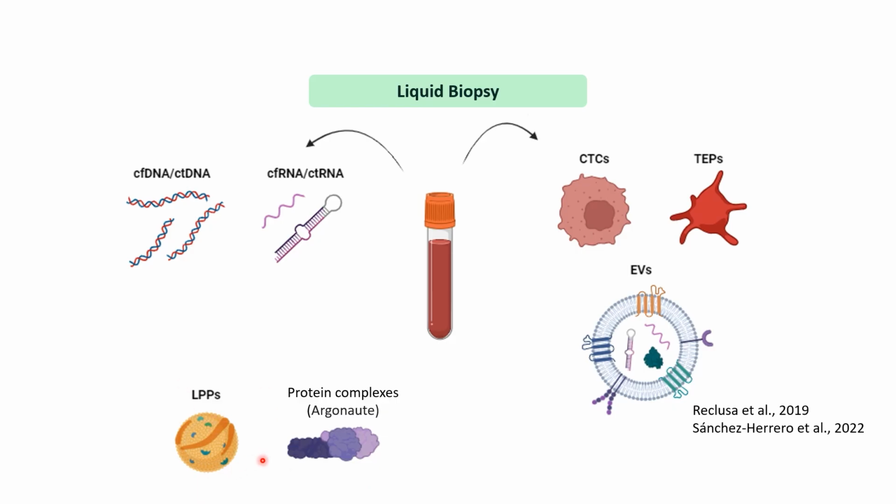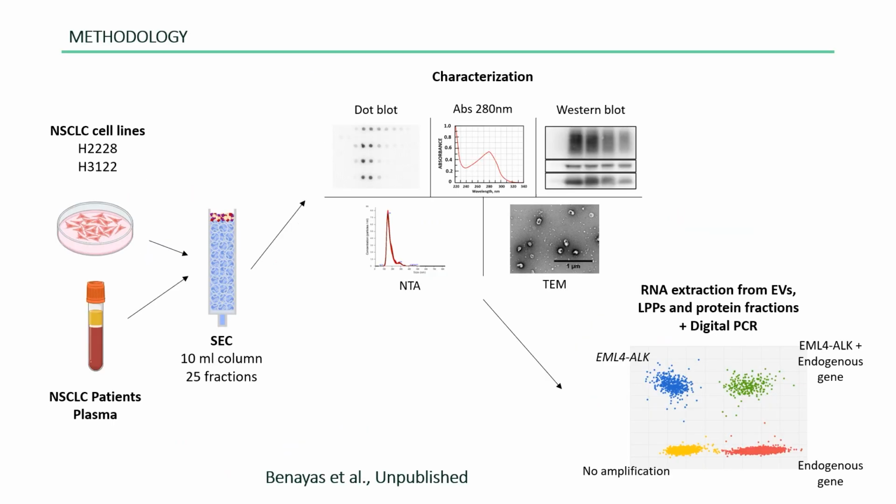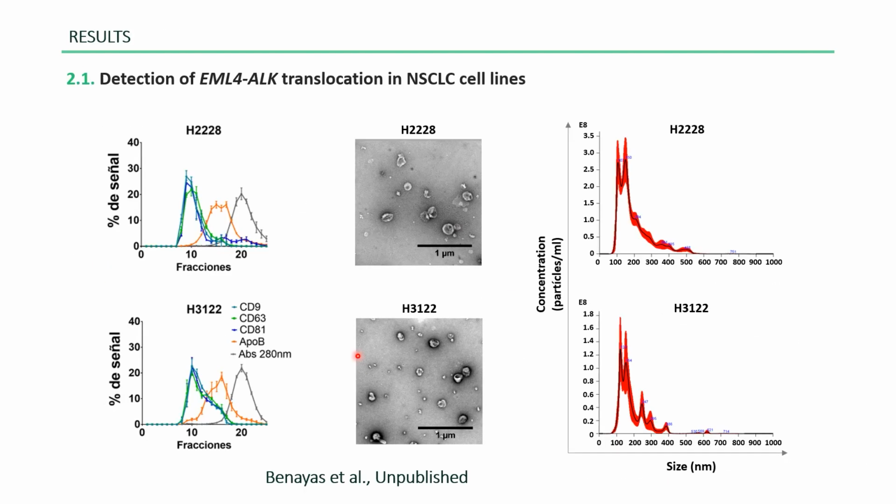But we have also to remember that RNA can also be transported by lipoproteins or protein complexes in plasma. So with our improved resin, we wanted to analyze if we could detect the RNA of the translocation of ALK, which is quite common in lung cancer patients. So for that we did again size exclusion chromatography, starting with cell lines derived from tumors that are known to carry the translocation.